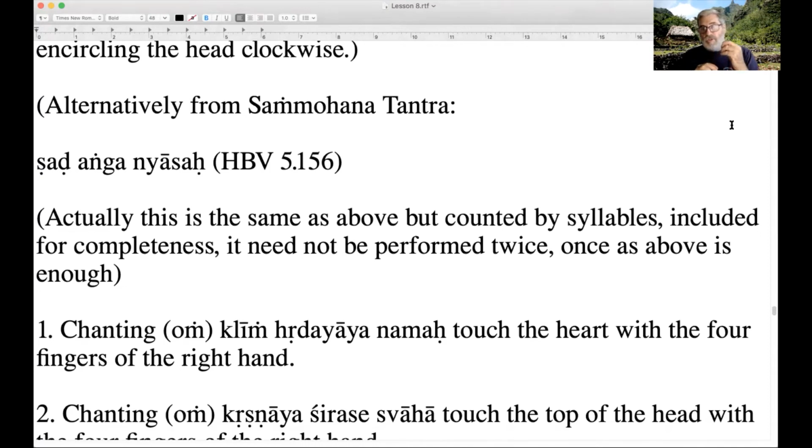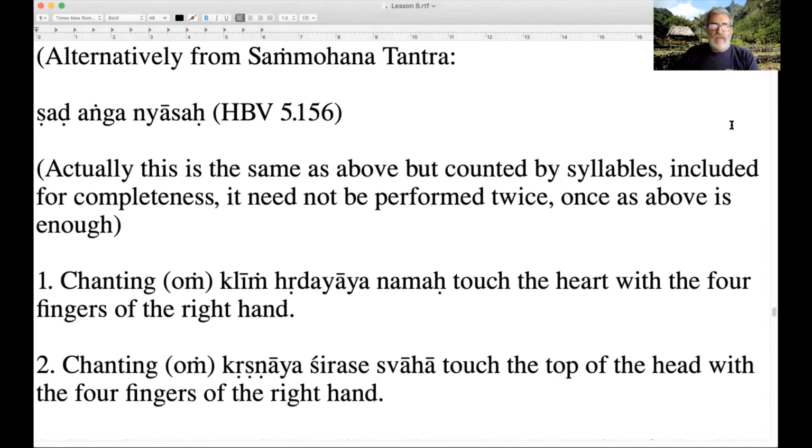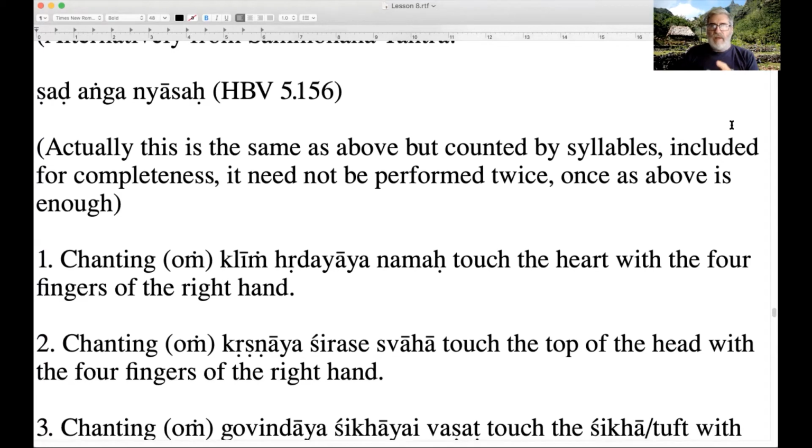Right, now alternatively, from the Sammohan Tantra. I would suggest if one is doing the first mantra nyasa, which is coming from the Kramadipika, then one should follow that and do those nyasas. If one is following the mantra nyasa from the Sammohan Tantra, then one has to do it in this way, slightly different. Actually, this is the same as above, but counted by syllables, included for completeness. It need not be performed twice. Once as above is enough.